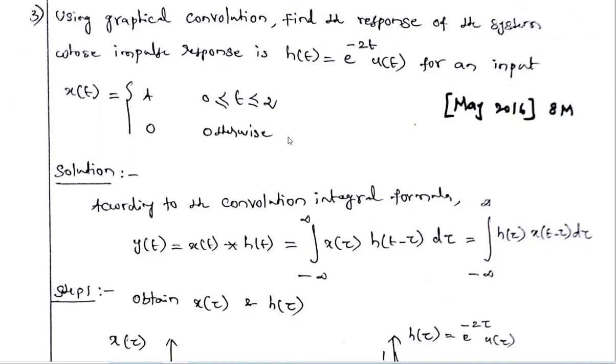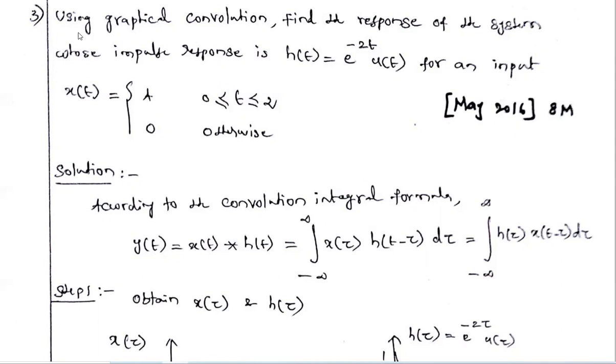In the previous two videos, we solved two types of problems using the graphical method. In the first video, both signals were unit step signals, and we performed convolution between them. In the second problem, one was a unit step signal and the other was an exponentially decaying signal. In this third problem, one is a rectangular pulse signal and the other is an exponential signal.